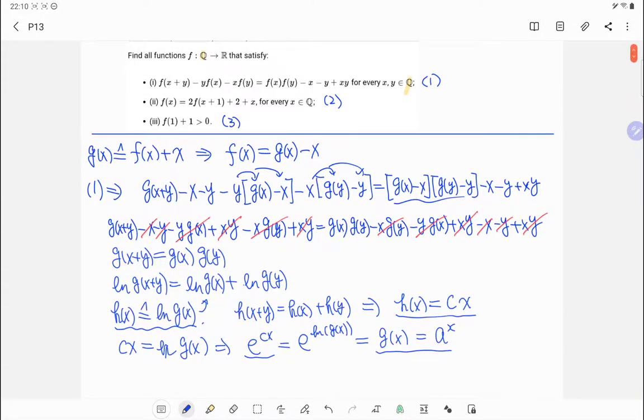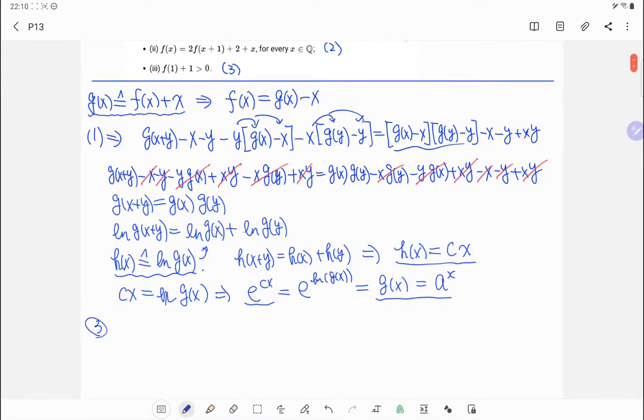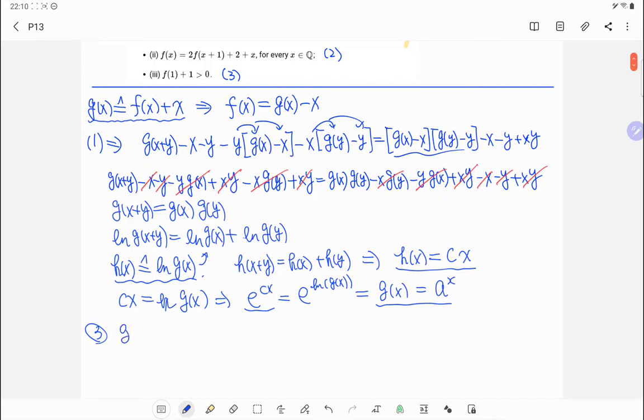Considering we have assumed g(x) to be f(x) + x, from condition 3, g(1) = f(1) + 1 is larger than 0, which means g(1) is a to the first power, which is a, so a is larger than 0.